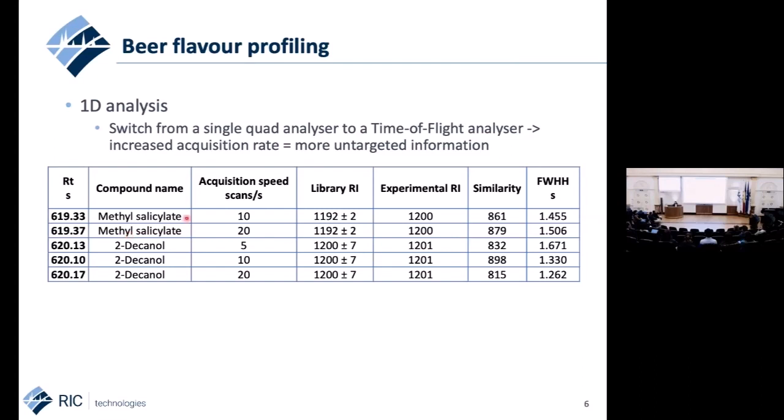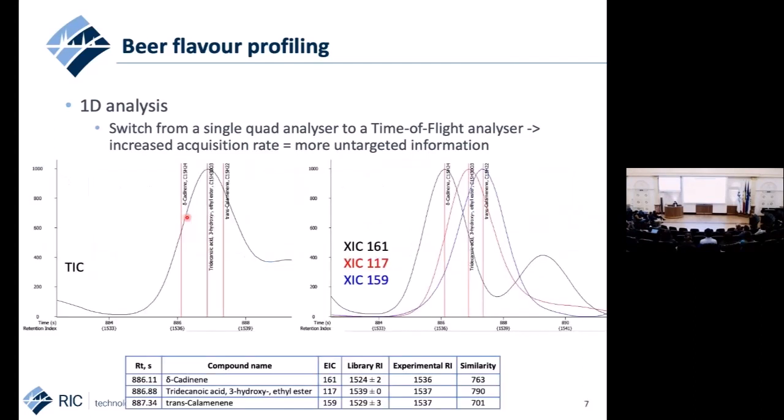It's only when starting to analyze samples with an acquisition speed of 10 or higher that we could identify a second compound next to the 2-decanol, namely the methyl salicylate. So actually, we could gain almost 2 times more information just by simply switching from a single quad analyzer to a TOF analyzer. Additionally to that, it's even getting better than just doubling the information.